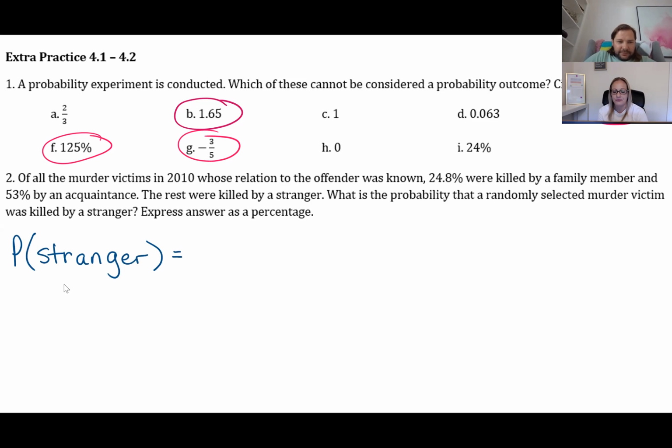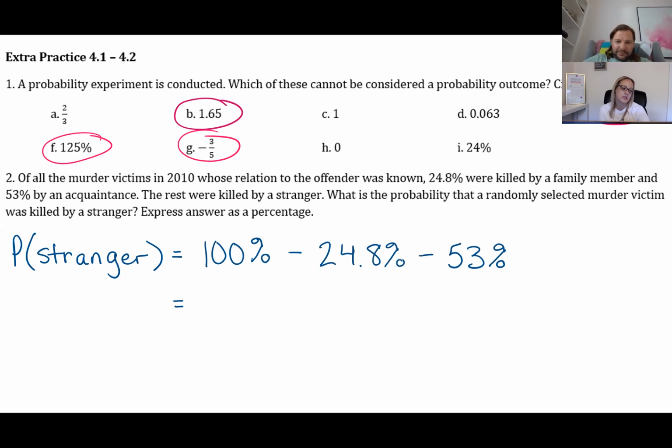Okay, so one way we can do this if we want to figure out the probability that the person was killed by a stranger is to use the complement rule. We know that the total percent has to be 100. So if we subtract off the percent that were killed by a family member and the percent that were killed by an acquaintance, that'll give us what's left over, which was the percent killed by a stranger. So you just have to do 100% minus the 24.8% minus the 53%, and that gives you 22.2%.